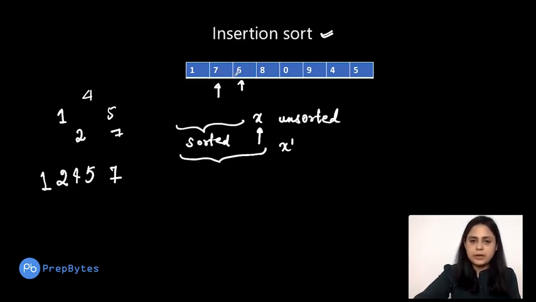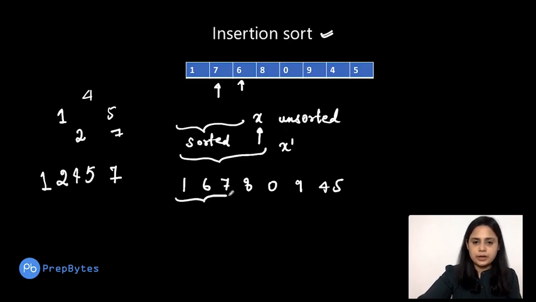So I will simply go again. I'm just finding the right place right now. We will see how we are switching and swapping. I'm just trying to find the right place. Now I'll go ahead and find that I can put 6 in between 1 and 7. So maybe my array will be 1 6 7 8 0 9 4 5. Now this particular part of the array is sorted.